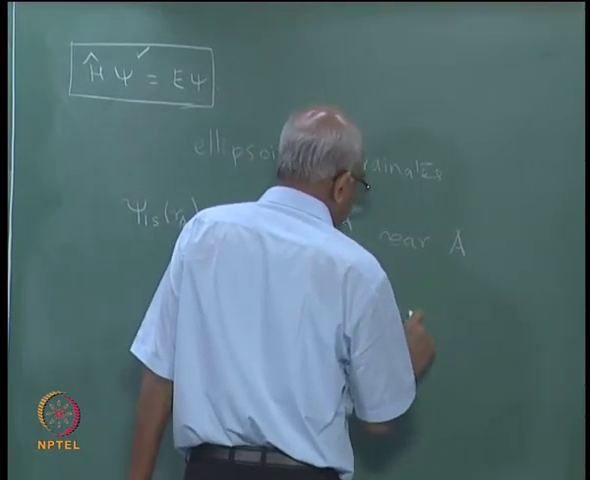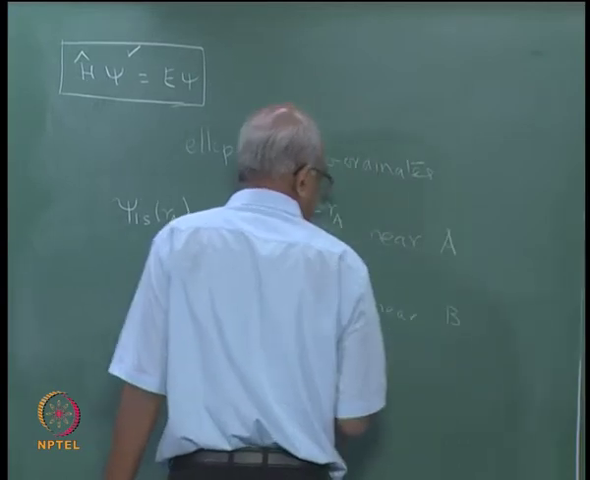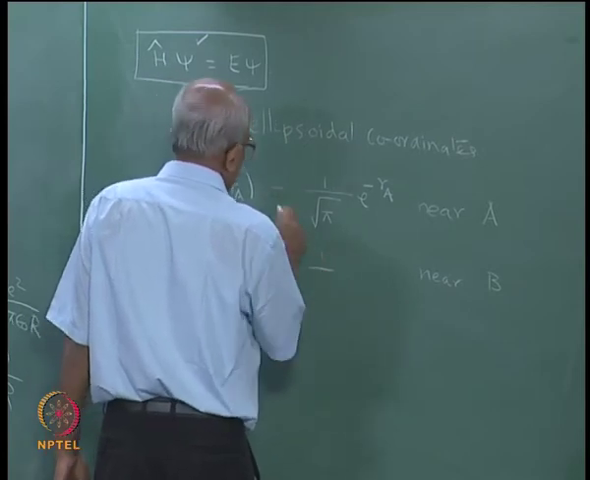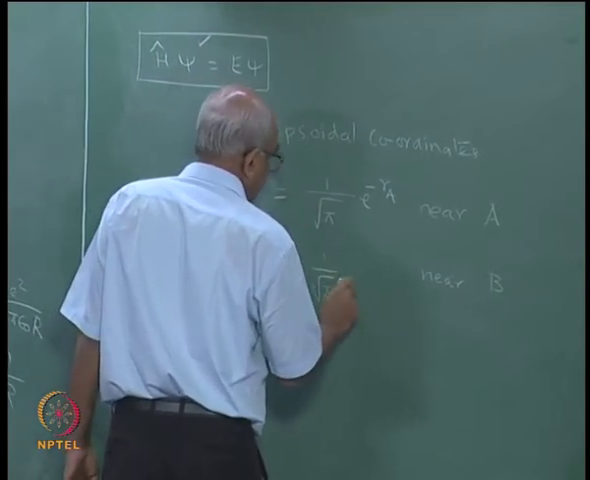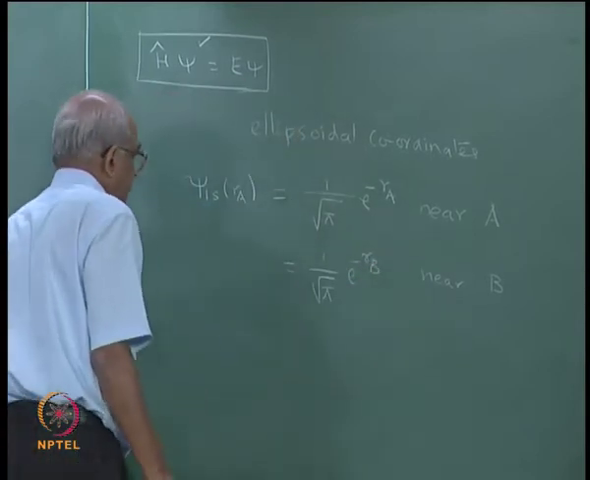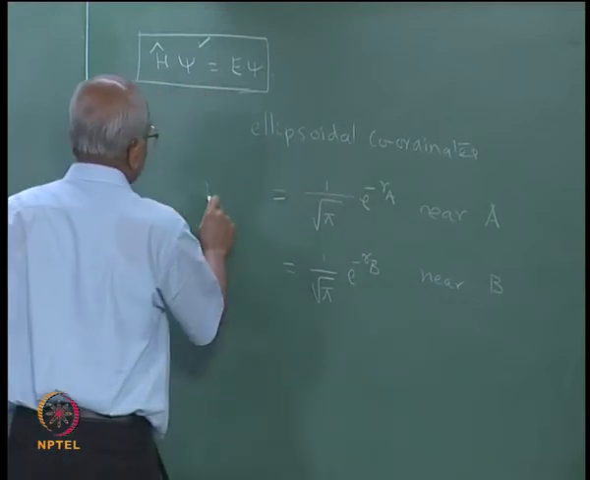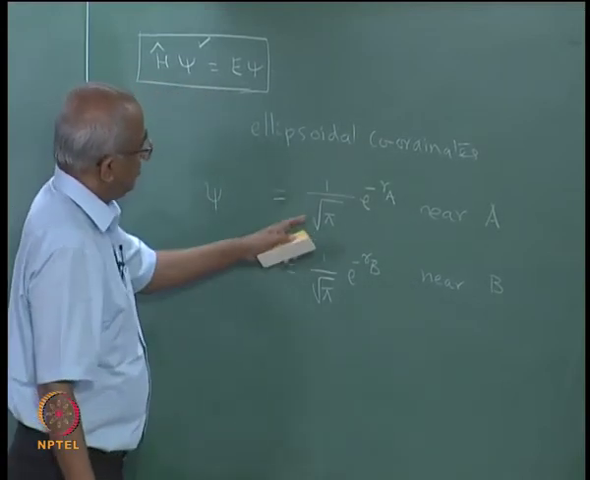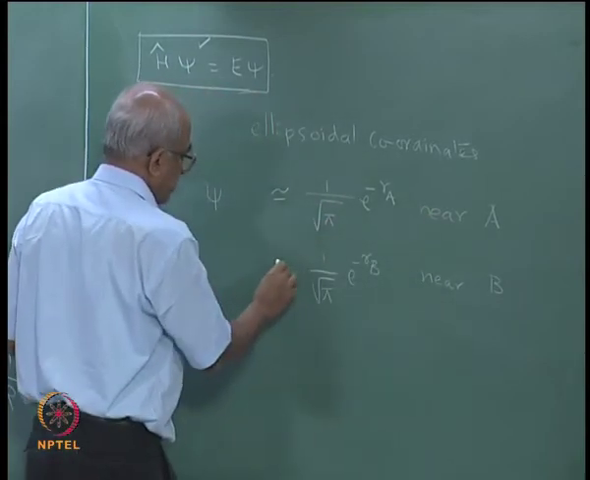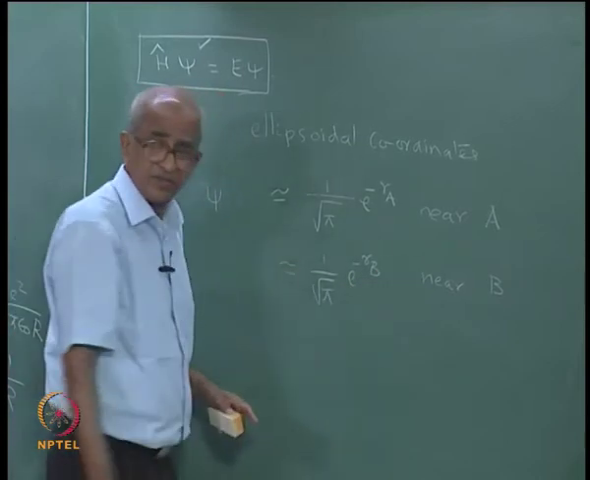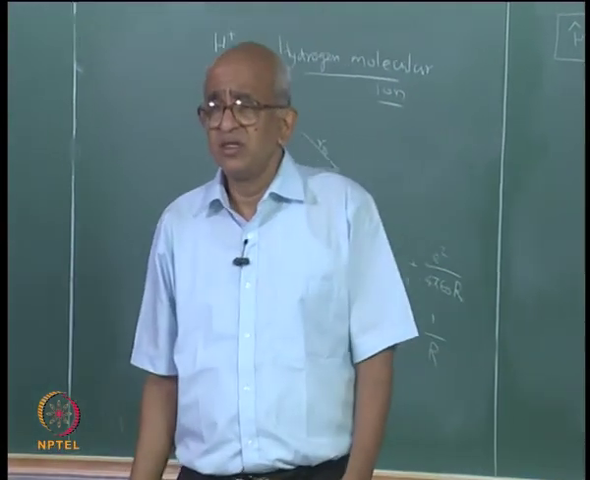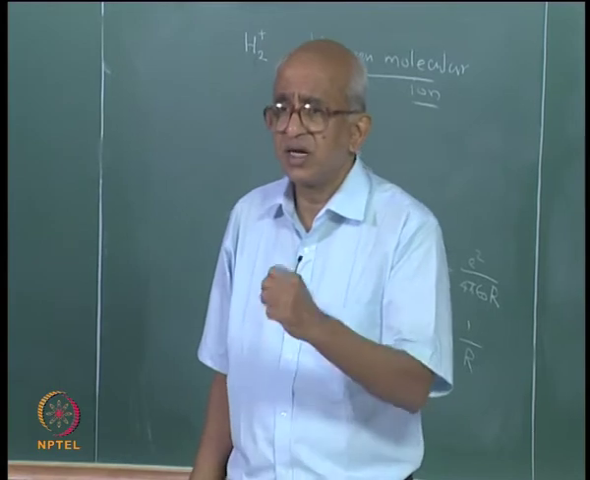while near nucleus B, what will happen? I would have the wave function approximately equal to 1 by square root of pi e to the power of minus Rb. So, what I should say is I want my actual wave function, which I will denote as psi, to behave like this. It has to be approximately this near the nucleus A, and approximately equal to that near the nucleus B, correct. So, therefore, this gives me an idea as to how to choose the trial function.